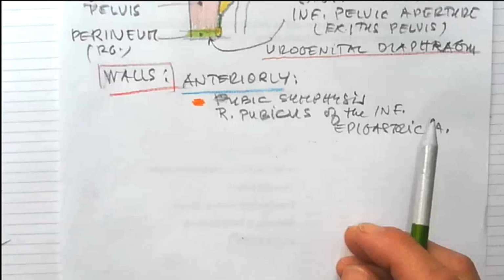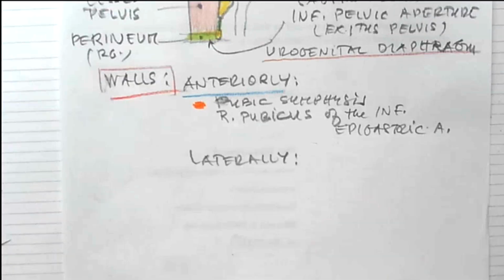Then what follows? What else do we have? We will speak about the ramus pubicus together with some varieties on the lateral wall. So stop with that. And then we could say laterally, the lateral wall. And laterally, what do we see?